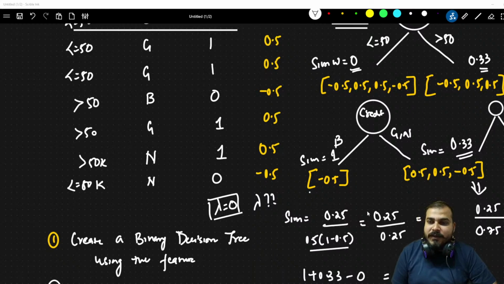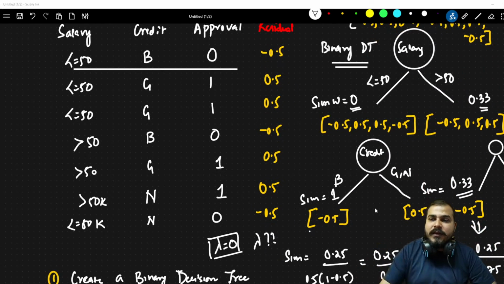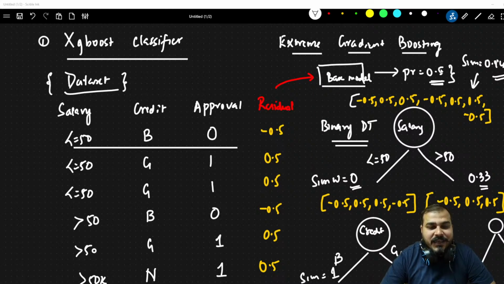Okay, guys. So I hope everybody has followed till here. Now let's go ahead and see how the inferencing will happen. Suppose this record is going. First of all, this record will go to this base model. The base model is giving the probability as 0.5. So the first base model is basically giving 0.5.